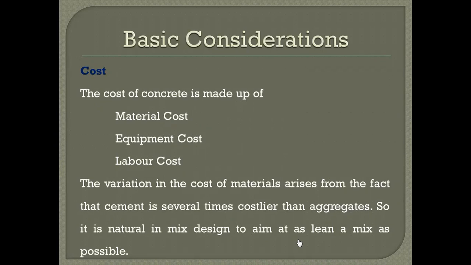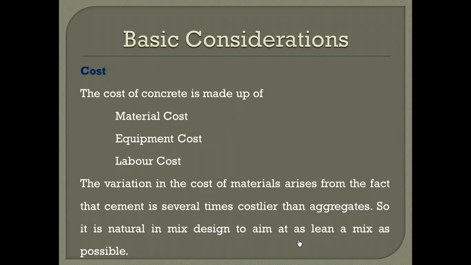So labor cost, as you all know, is for the work that they do in the formwork, batching, mixing, curing, transporting. The labor cost is the same for both bad quality concrete as well as good quality concrete. So the only variable that we can change is the material cost. So we have to make sure that we use cement and admixtures as little as possible, as minimum as possible, in order to obtain a good economical mix.